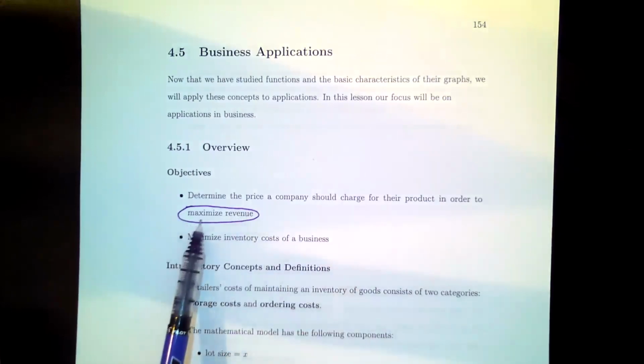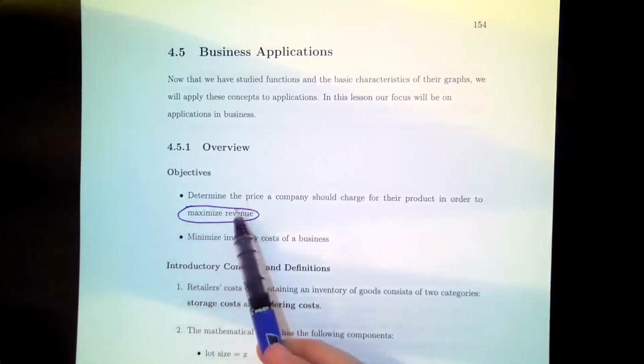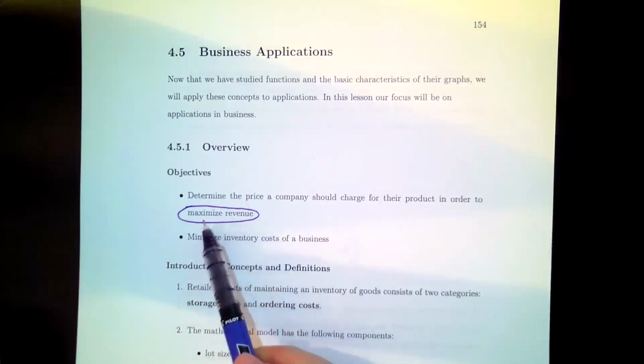And when we want to maximize the revenue, that means that I need to find a local maximum of revenue, which, as we know from chapter 3, maximums and minimums both come from critical numbers. So the gist of these problems in this section will be, let's build the revenue function in a different manner than we've done before, and then let's find its critical numbers that correspond to maximums.